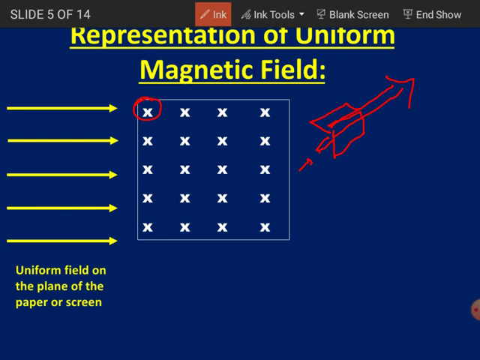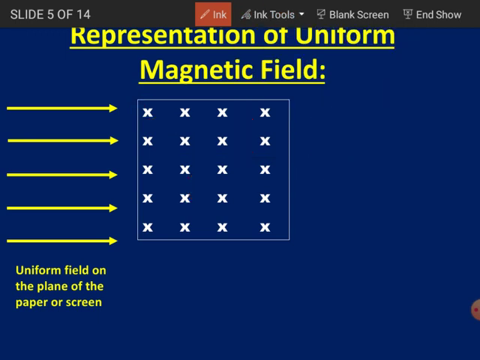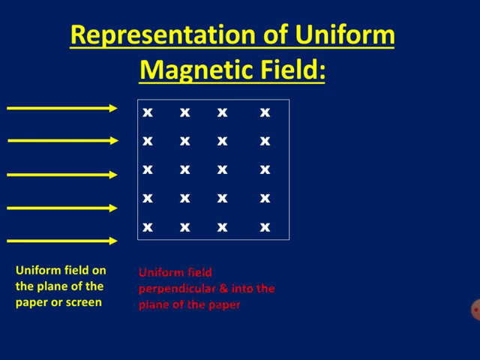And being uniform, these will also be equidistant from one another. They may be equidistant like this, whether horizontal or vertical. So this represents what? A uniform magnetic field perpendicular to the plane of the paper and directed inward. Got it?